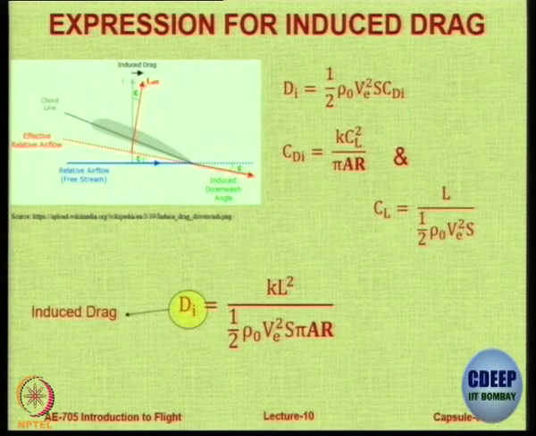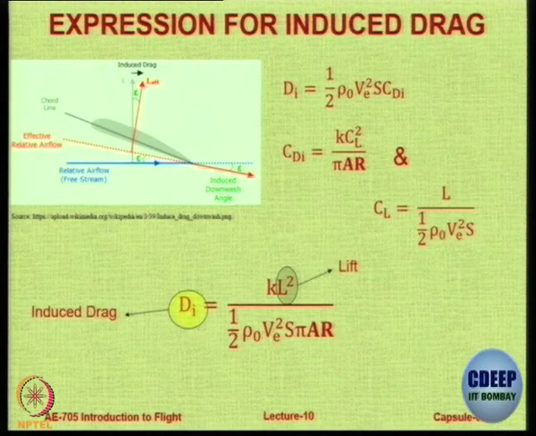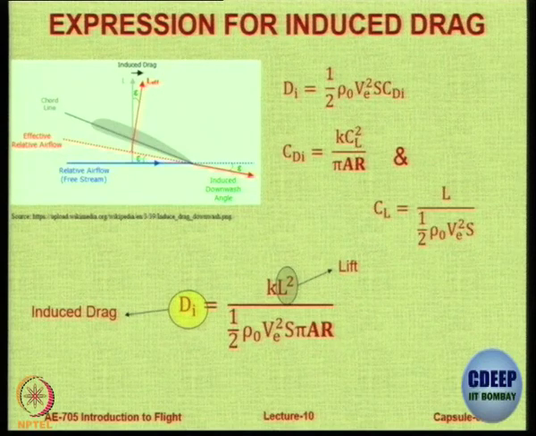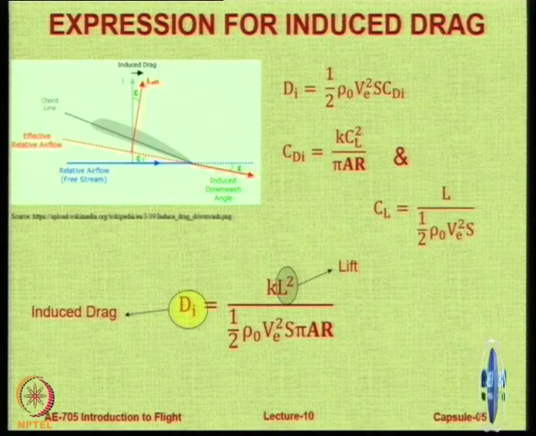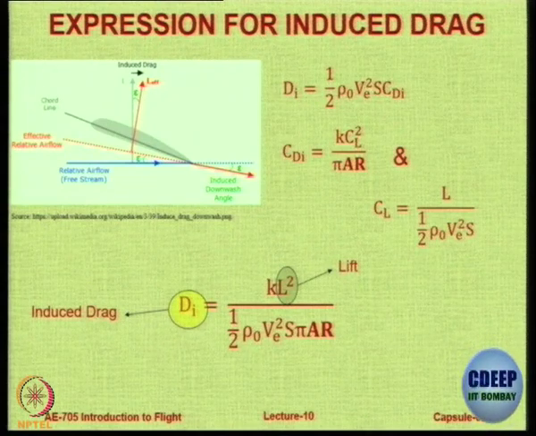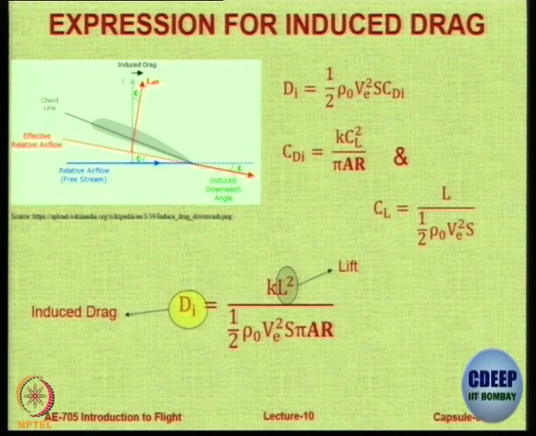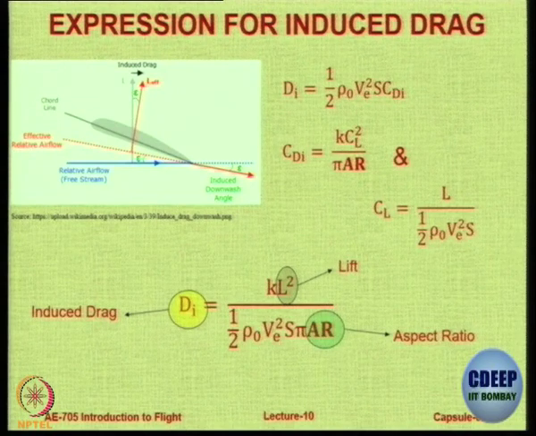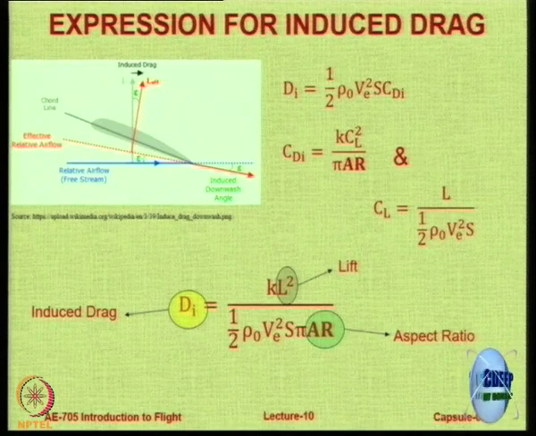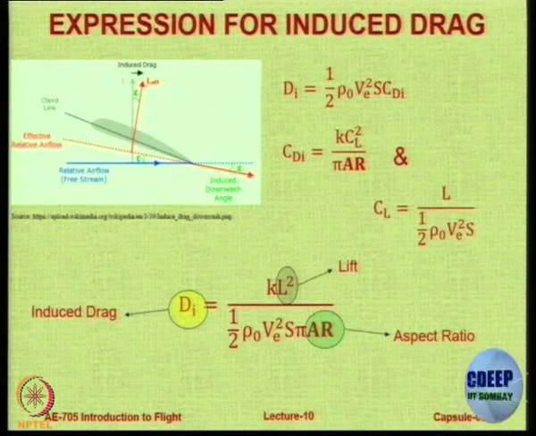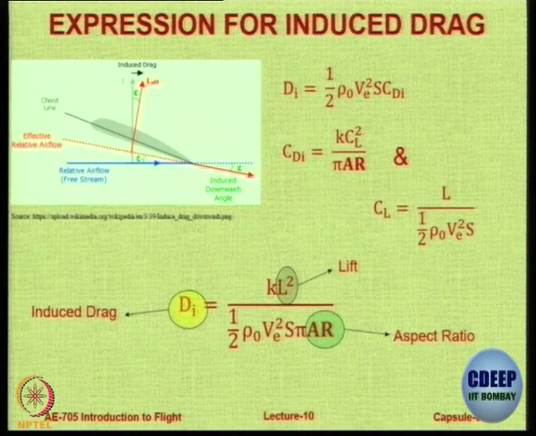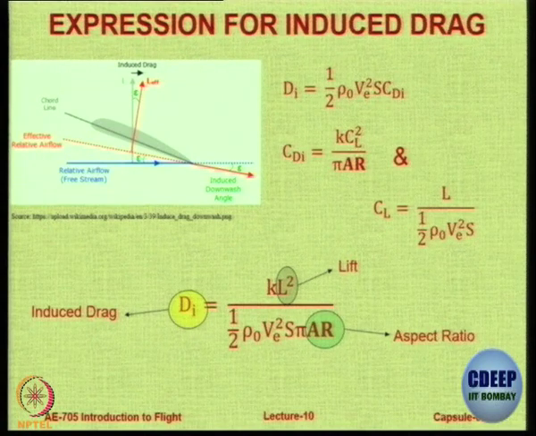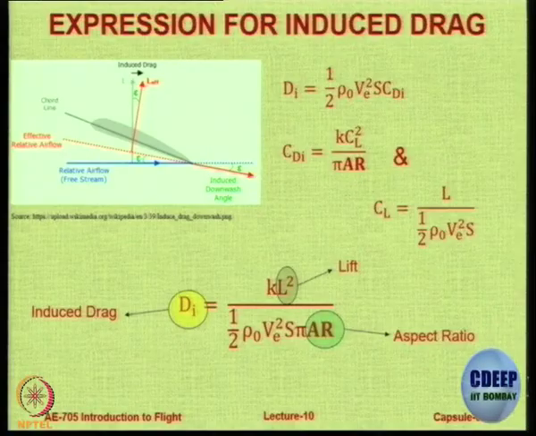So what are the parameters that affect induced drag? First is the lift. So an aircraft like Airbus A380, which will have more lift than a Cessna 172, will have more induced drag at the same speed. Simply because lift is far, far more. An aircraft which has got a very high aspect ratio will have a lower induced drag as compared to an aircraft with low aspect ratio. In other words, for the same aircraft, if you increase the aspect ratio, you will reduce the induced drag of the same aircraft. So how do you do this? How do you change the aspect ratio of the aircraft during flight?